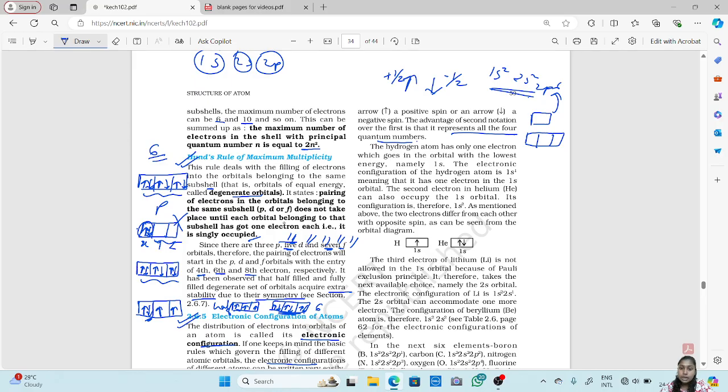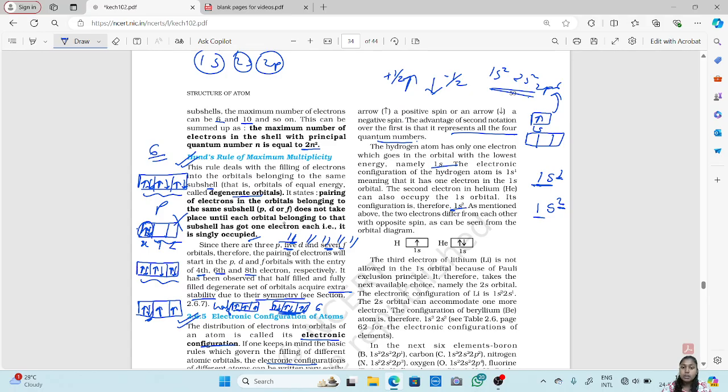Now the hydrogen atom has only one electron which goes in the orbital with the lowest energy, namely the 1s. Since hydrogen has only one electron, it will go in the 1s shell. The electronic configuration of hydrogen atom is 1s1, meaning that it has one electron in the 1s orbital. Now for helium it will be 1s2 because helium has two electrons in the 1s orbital. The second electron in helium can occupy the 1s orbital. Its configuration is 1s2.